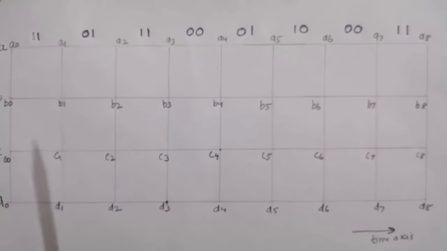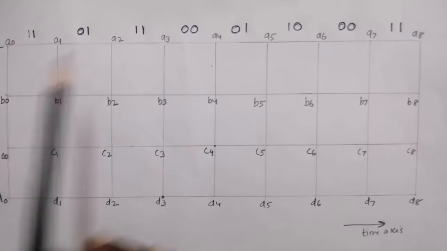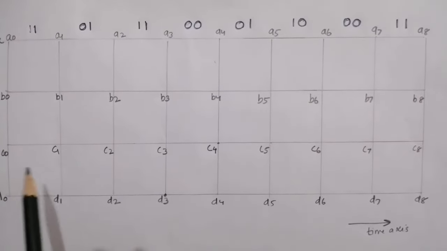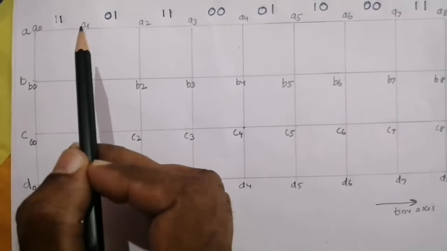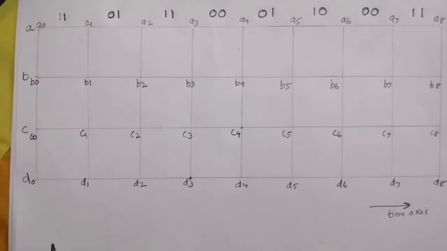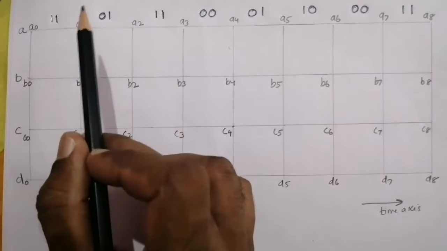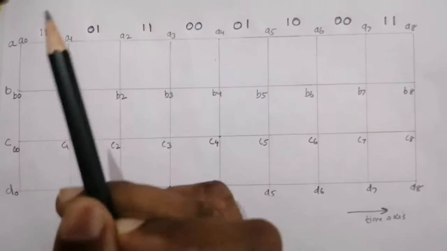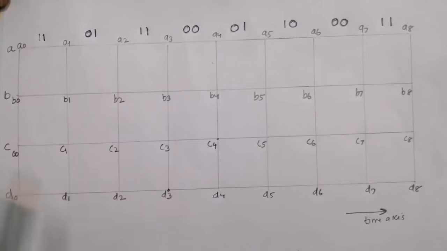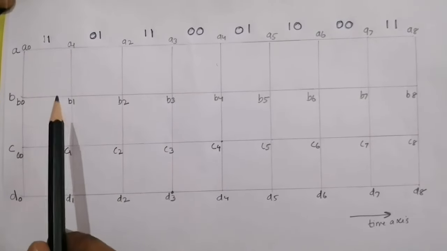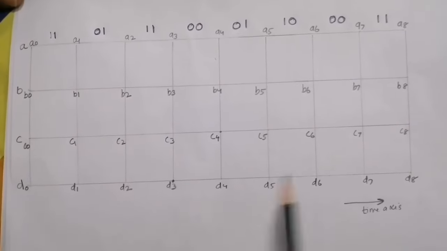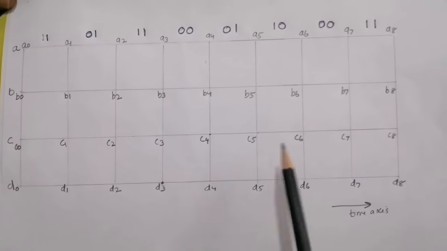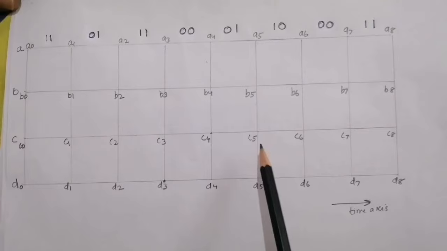Now the question is, what are A0, A1, A2, etc., B0, B1, B2, etc., C0, C1, C2, etc.? A0 is the state of the convolution encoder at time t equal to 0. A1 means the state of the encoder is A at time t equal to 1. Similarly, B1 means the state of the encoder is B at time t equal to 1. And C5 means the state of the encoder is C at time t equal to 5, etc.